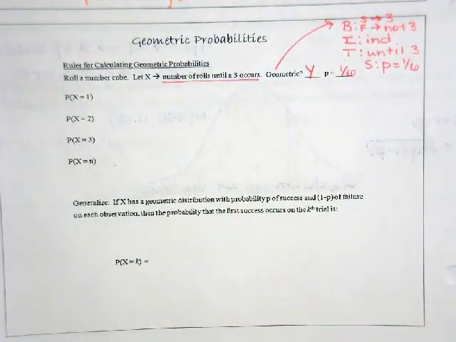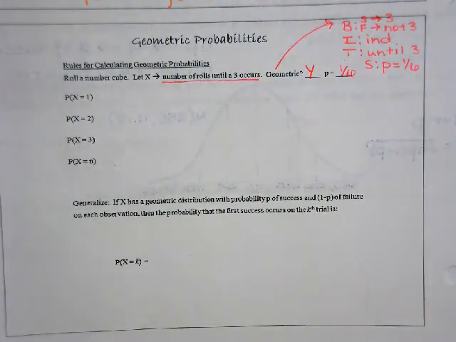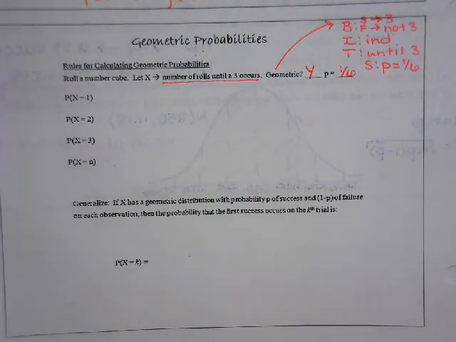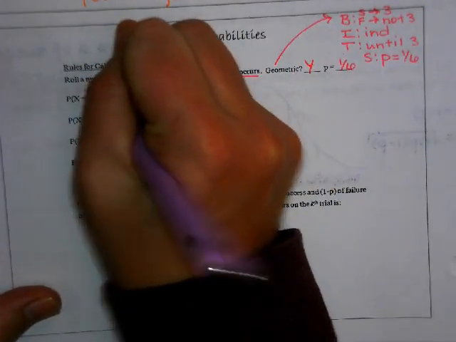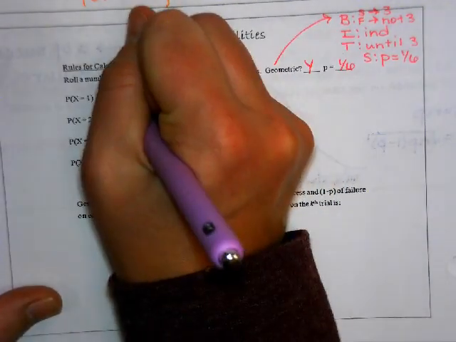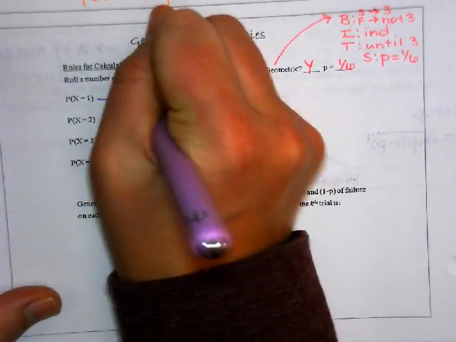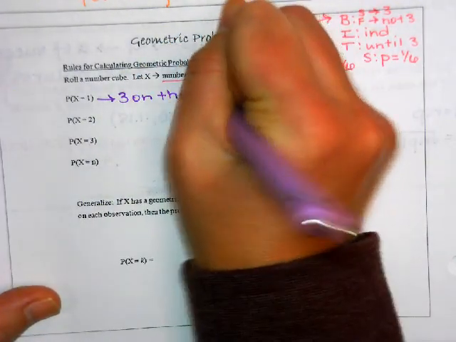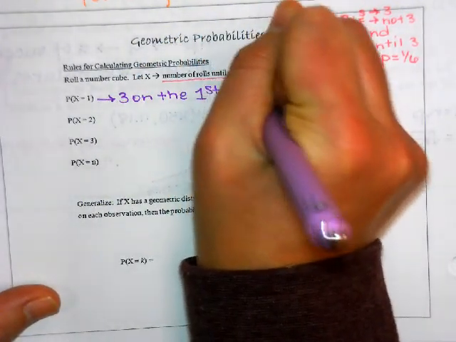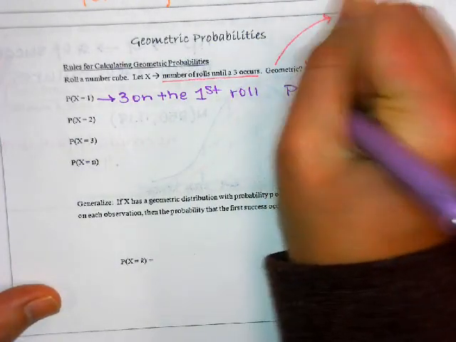All right, so what's the probability that I get a 3 on my first roll? 1/6. So x equals 1 means a 3 on the first roll, and that's just 1 out of 6. What's the probability that it takes me 2 rolls to get a 3?